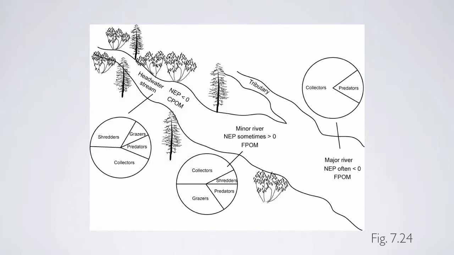Large rivers accumulate considerable organic rich sediments, and the organisms here are filter feeders, and so they're going to be ones that go through and collect fine particulate organic matter from upriver, for example.